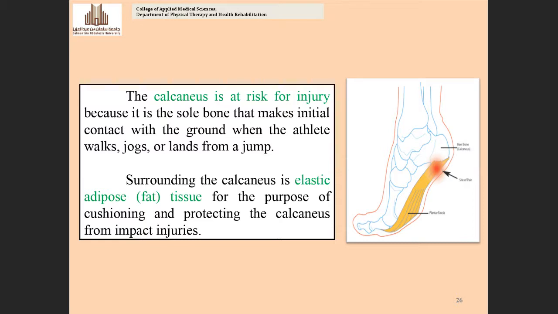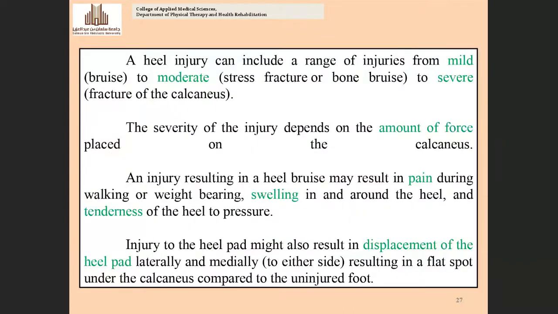Surrounding the calcaneus is adipose tissue for the purpose of cushioning and protecting the calcaneus from impact injuries. Generally you have a pad, known as the bursa. Bursa means the soft tissues, the soft coverings. It is made up of adipose tissue, which provides the cushioning, shock-absorber effect to the calcaneus bone. If this structure is injured or not working properly, there is a greater chance of injury to the calcaneus bone.